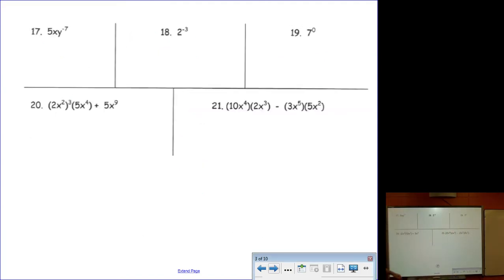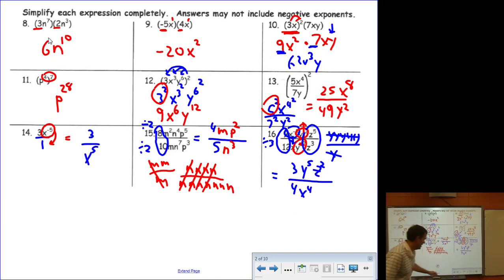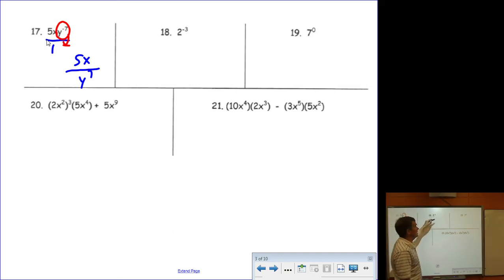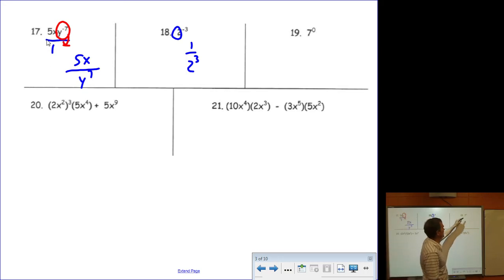All right, I would make this a fraction, and I would take the term that's got a negative exponent on it and move it to the bottom, and that's going to give me 5x over y to the 7th. 2 to the negative third, when it's just a single term, I don't make it a fraction. I just take the reciprocal of 2, and that turns the exponent positive, right? Everything to the 0 power equals 1.